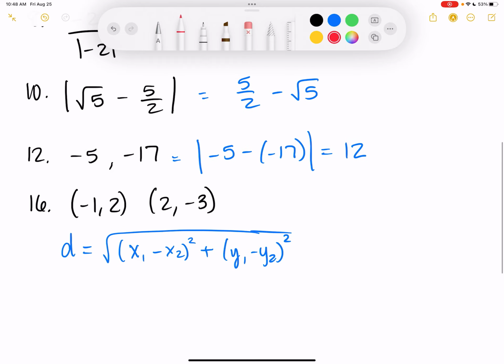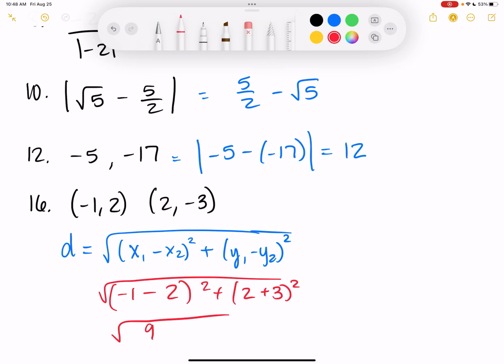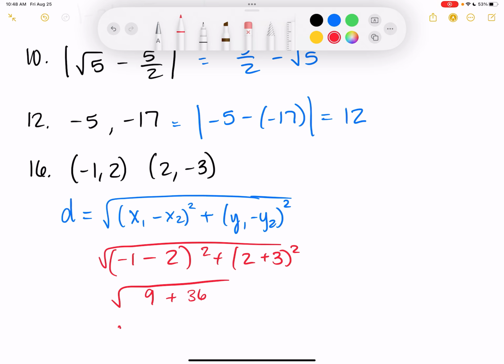So plugging in the numbers, square root of negative 1 minus 2 squared plus 2 minus negative, so plus 3 squared. So that's the square root of 9 plus 36. Right? No. 25. Yep. Wow. Thank you. I was like, something's not right. I was multiplying 2 times 3 instead. And then that's the square root of 34.